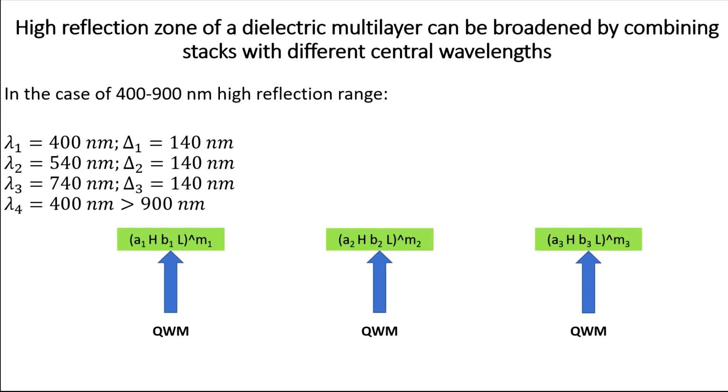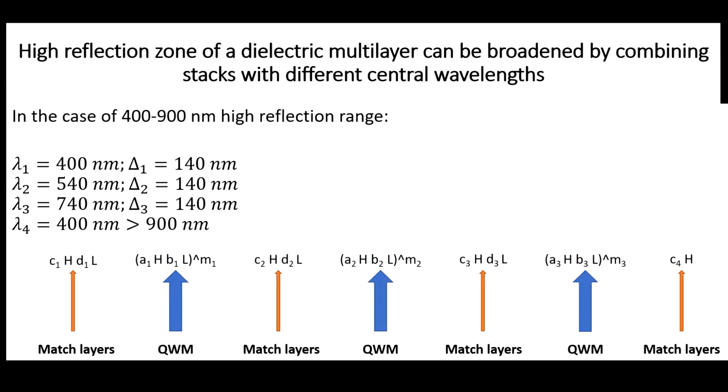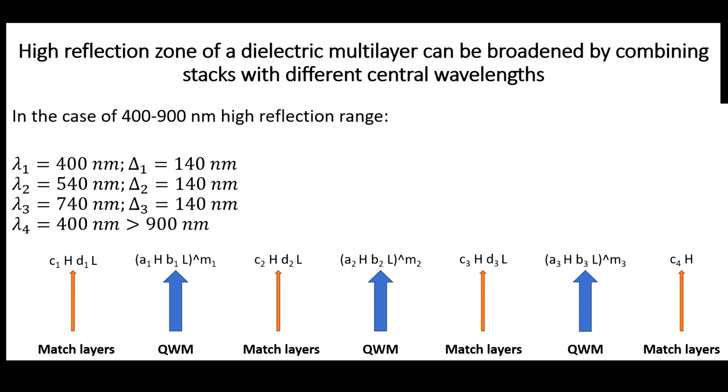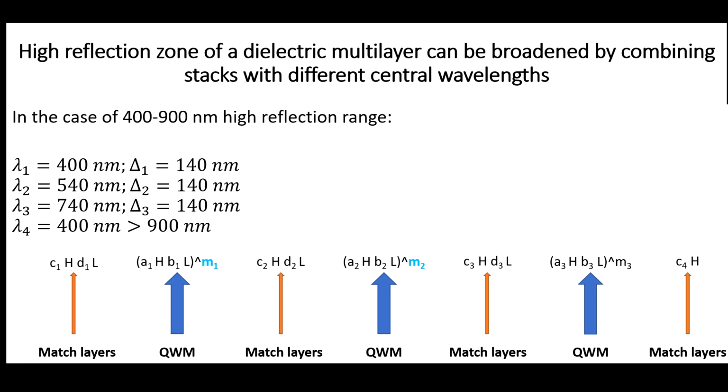This is a standard representation of a quarter wave mirror, and several match layers between these mirrors, on the boundary with the incident medium, and on the boundary with the substrate. All these parameters C1, D1, O1, B1 and so on are unknown parameters. These parameters can take continuous values, and the parameters M1, M2, M3 are the numbers of pairs in a quarter wave mirror. These parameters are integer.